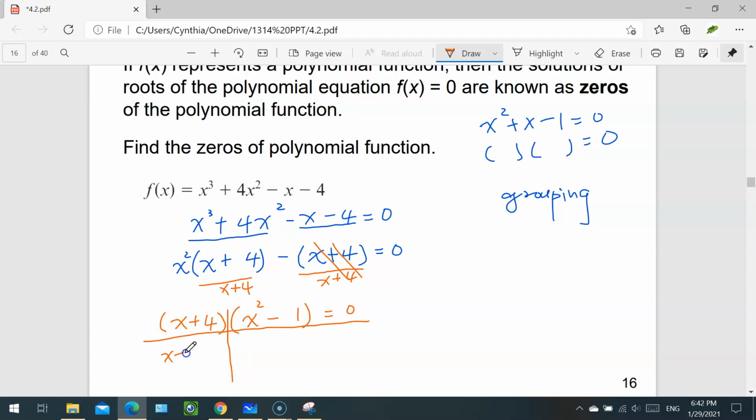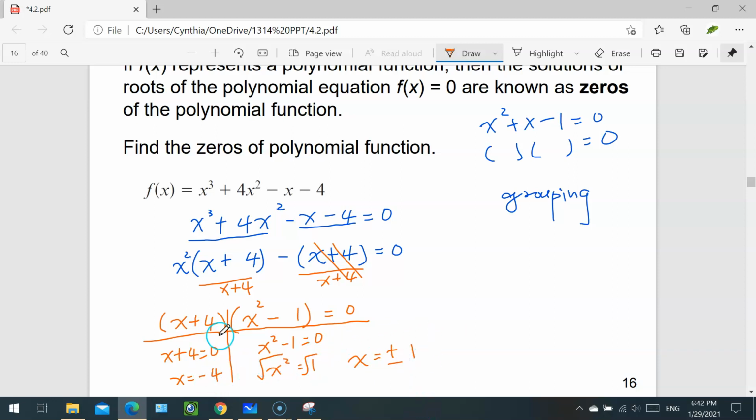So here, we let x plus 4 equal 0, which is x equals negative 4. In this factored form, we have x squared minus 1, so I can simply set x squared minus 1 equal to 0. Bring the 1 to the right-hand side, we get x squared equals 1. Take the square root on both sides, we get x equals plus or minus the square root of 1, which is just 1.